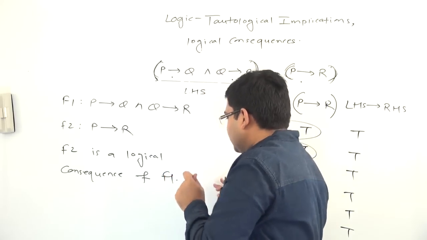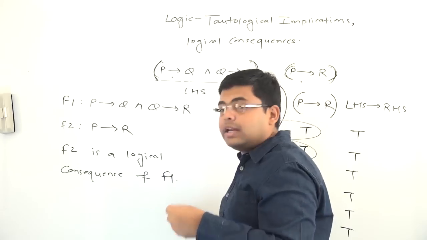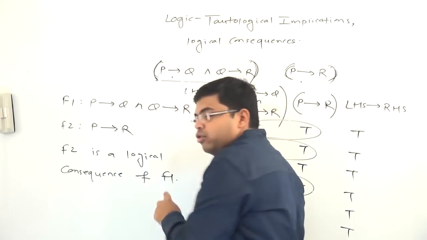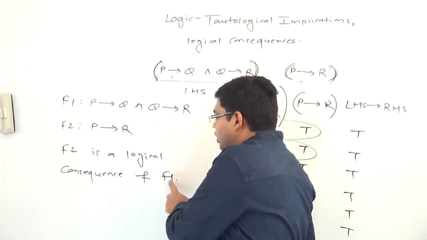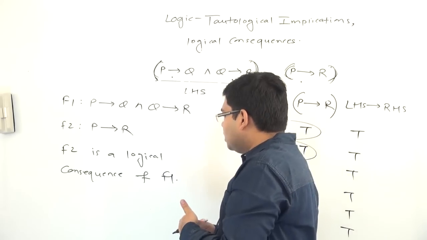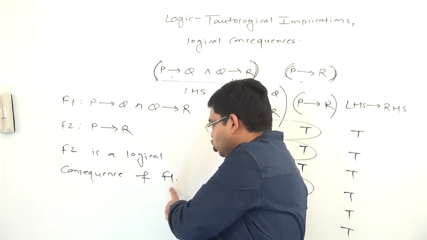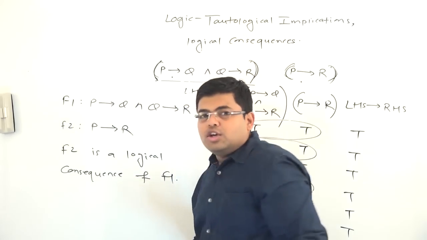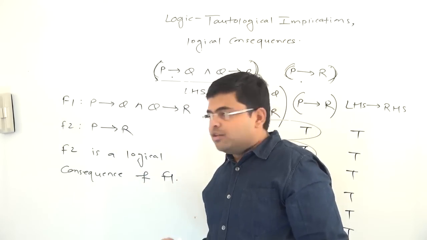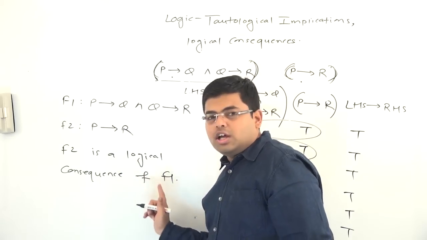Or what we can say, that F1 is a stronger formula than F2 and F2 is a weaker formula than F1. Now why do we say F1 is a stronger formula than F2? We say because whenever F1 is true, F2 cannot be false. In that case, F1 is called a stronger formula and F2 is called a weaker formula, and this is called a case of logical consequence.